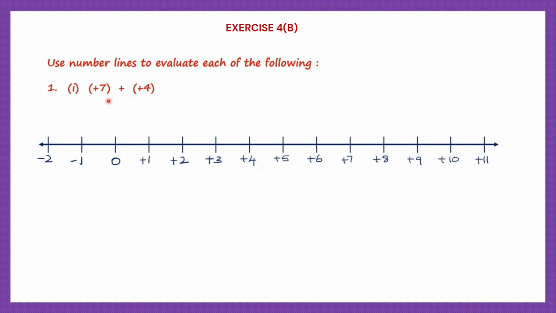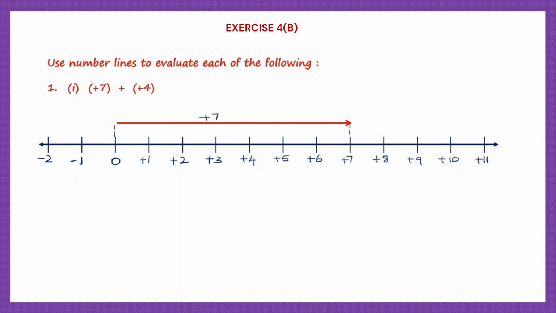Now let's go back to the question and look at the first integer given. It's plus 7. So whatever the first integer is, you start from 0 and go to that integer. So plus 7, where is it? It is here on the right side of 0. So we start from 0 and we come up to 7. So let's do that. We are going to start from 0 and draw a line all the way up to plus 7. So we've got this line and this has come to 7. So what is this? We have got plus 7.